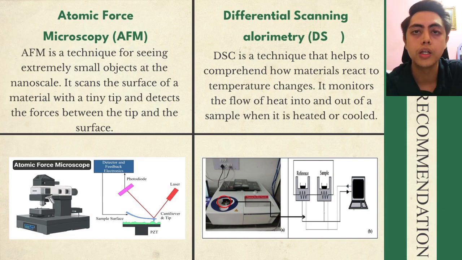AFM is a technique for seeing extremely small objects at the nanoscale. It scans the surface of a material with a tiny tip and detects the force between the tip and the surface. As it travels, the tip develops a comprehensive 3D map of the surface, revealing details such as bumps, hardness, and height changes. AFM can also detect stiffness, electrical conductivity, and magnetic interaction.